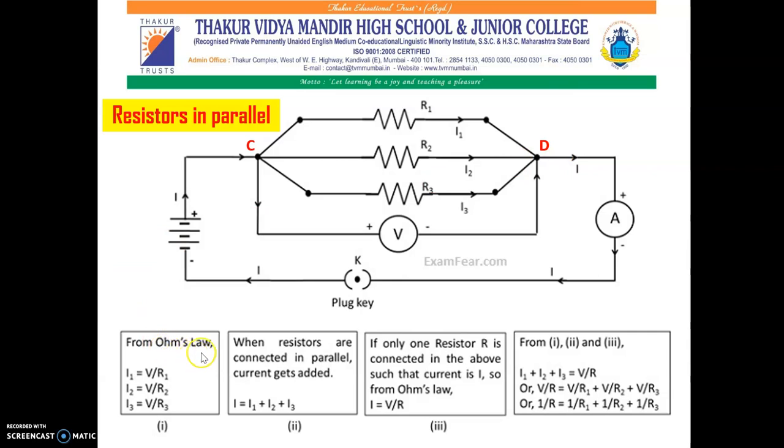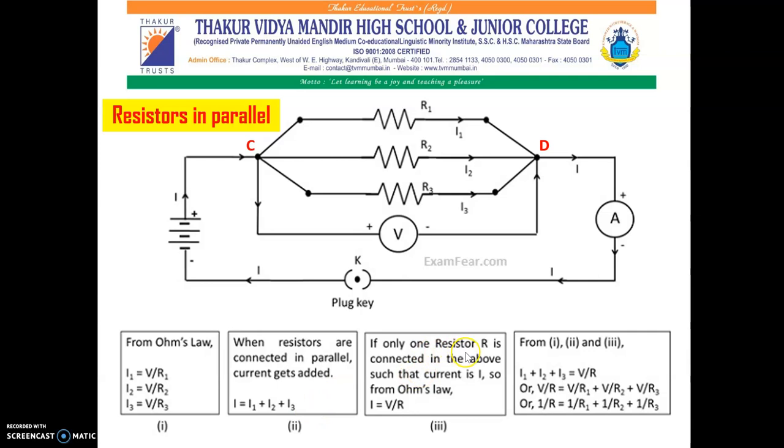So from Ohm's law, we can get the formula for current. That is I1 is equal to V upon R1, I2 is equal to V upon R2 and I3 is equal to V upon R3. Here you can see the voltage is same because the potential difference between the two points is same across all the three resistors. When resistors are connected in parallel, you can add the currents. That is, the total current will be I, that is equal to I1 plus I2 plus I3.